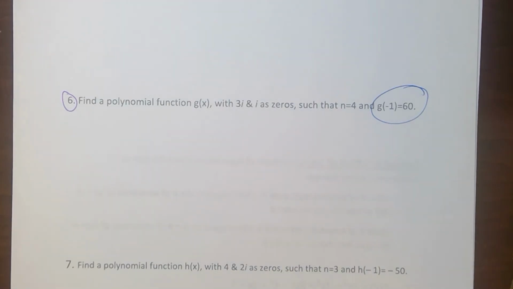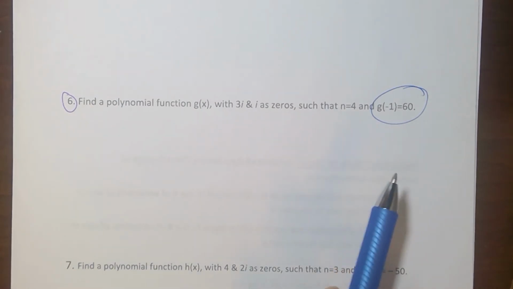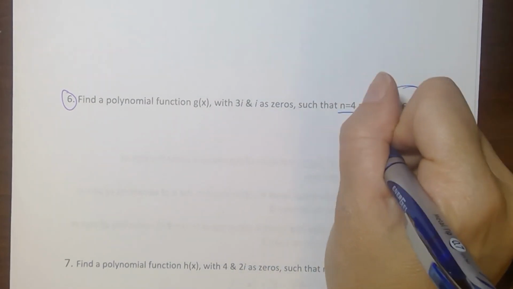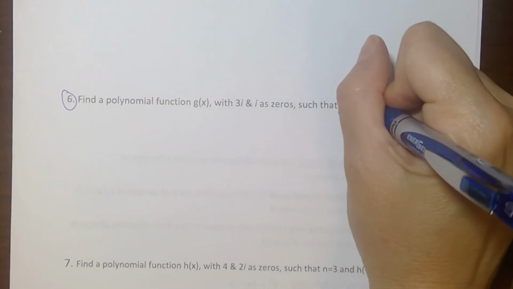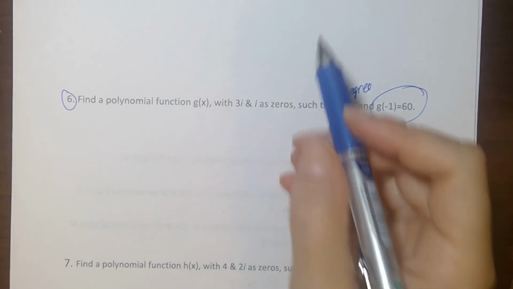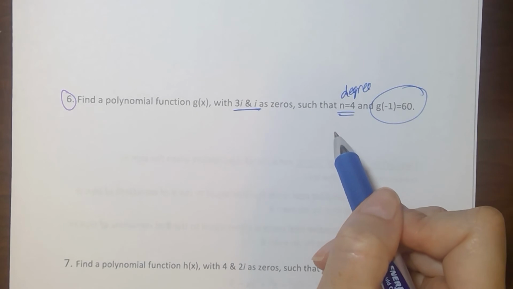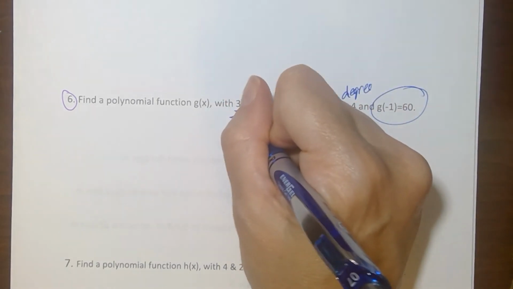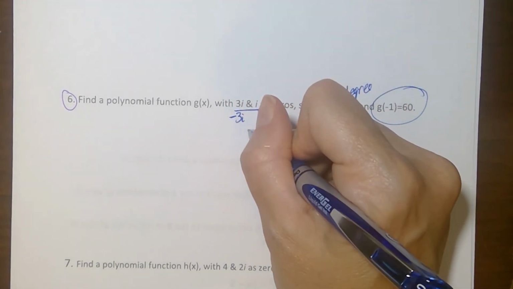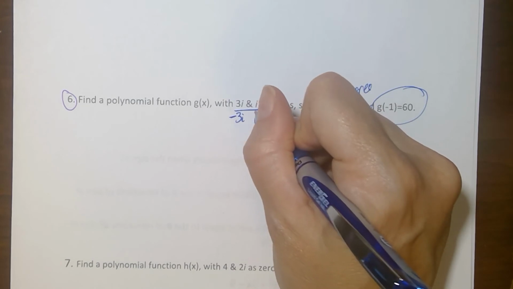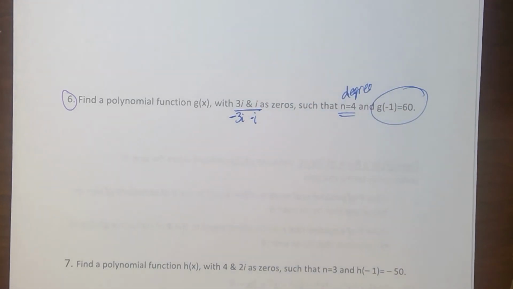So let's create the function g of x with the given roots, and then check our value at the end. N equals 4 means that's the degree we should end up with. We're given 2 imaginary roots. Because they're imaginary, we know they have conjugate pairs. So if we have positive 3i, we also have negative 3i. If we have positive i, we also have negative i as a root.